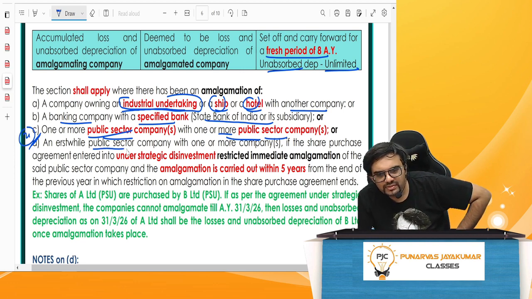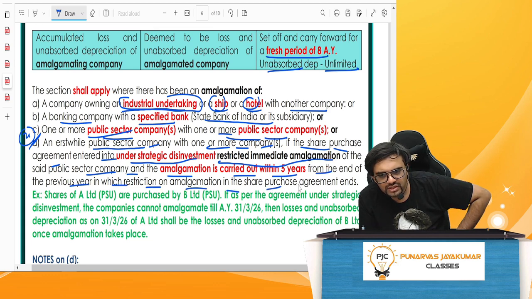An erstwhile PSU, Air India, with one or more companies, if the share purchase agreement is entered into under strategic disinvestment, this is Narendra Modi's one more policy, strategic disinvestment. Restricted amalgamation of the said public sector company, and the amalgamation is carried out within 5 years from the end of the previous year in which the restriction in the above share purchase agreement ends. So this is a classic example.